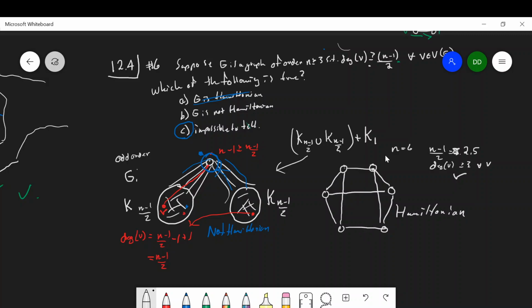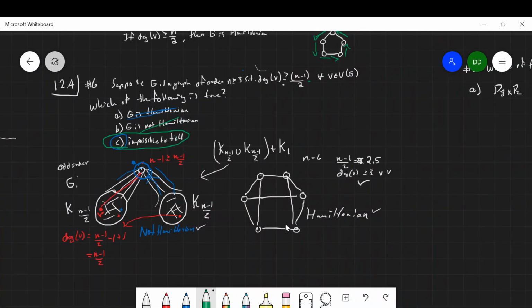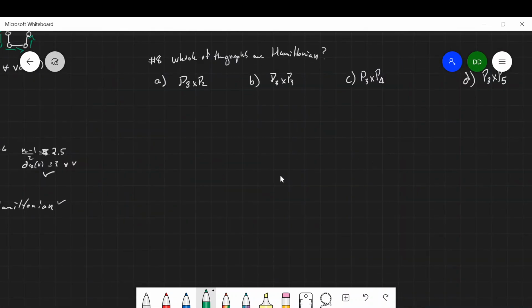And so in both cases, we met the degree condition. One is not Hamiltonian, one is, and so we can't guarantee that it's Hamiltonian or that it's not Hamiltonian either. And so we have to conclude this is impossible to tell. We'd have to look at the graph. This isn't enough information. That's the deal with that one. All right, are there any others? Yes, one more.